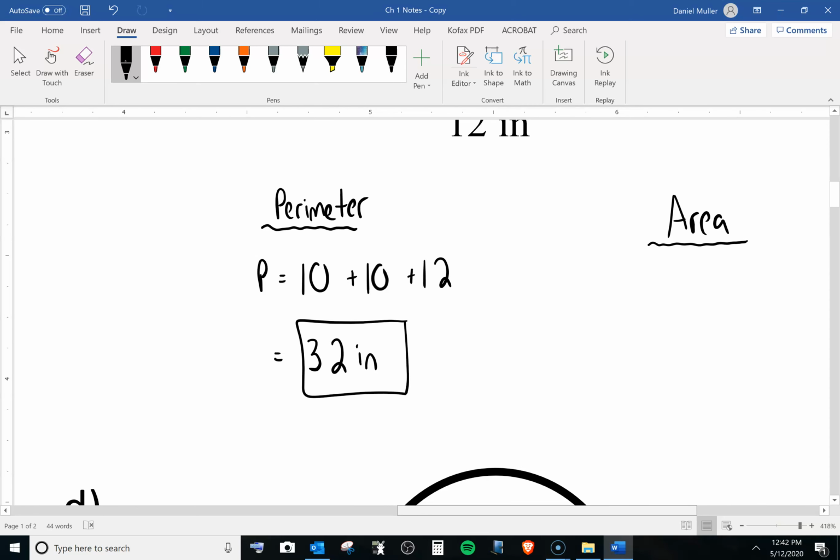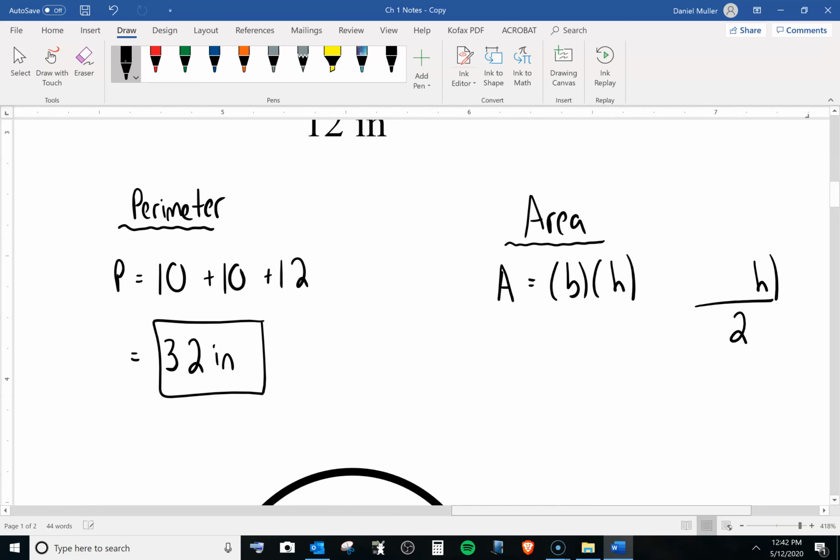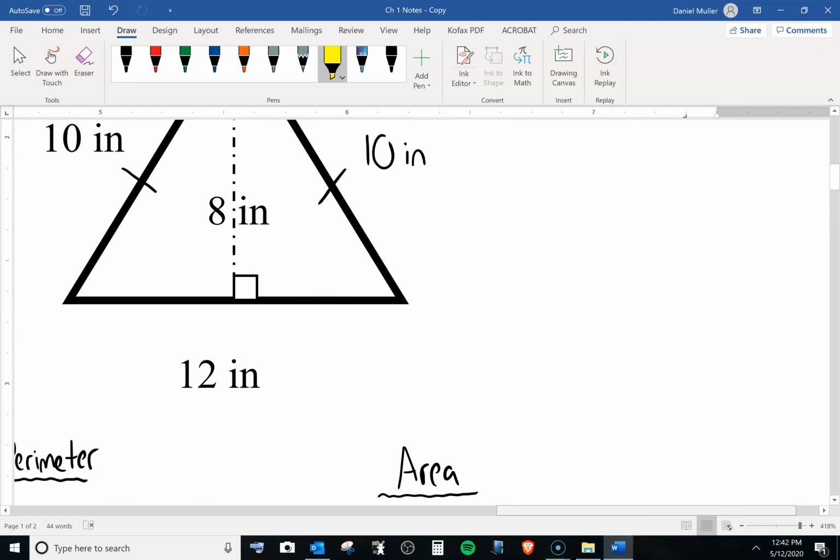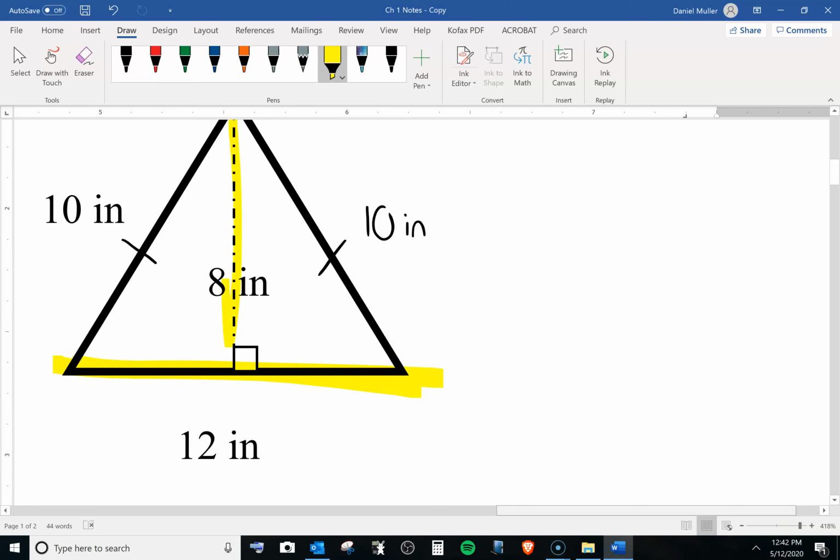Then we're going to have area. Now the area is always, for the triangle, the base length times the height, and then whatever that is, cut it in half or divide by 2. So the base on this thing, I think, was 12, and then the height, I believe, was 10. So the base is 12, the height is not 10. The height is the height of the triangle, which in this case is 8. So we're going to have to go base times height, or 12 times 8, and then we can cut that in half.